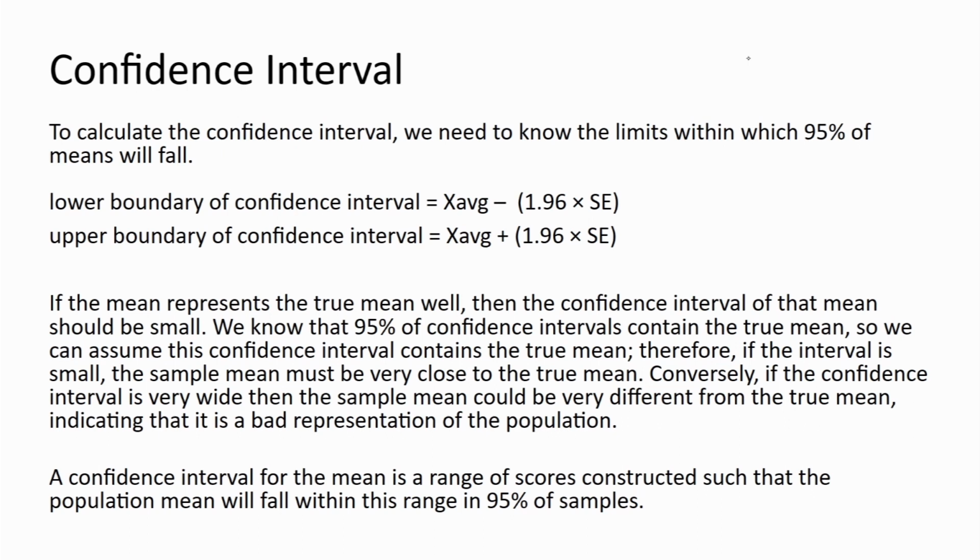We know that 95% of confidence intervals contain the true mean, so we can assume this confidence interval contains the true mean. Population mean is also called the true mean. Therefore, if the interval is small, the sample mean must be very close to the true mean. Conversely, if the confidence interval is very wide, the sample mean could be very different from the true mean.